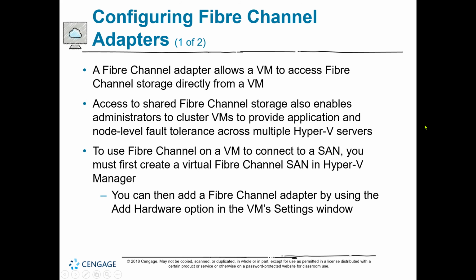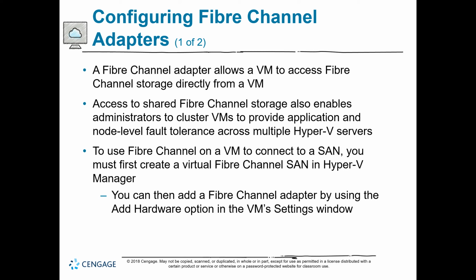Configuring fiber channel adapters. A fiber channel adapter allows a VM to access fiber channel storage directly from a VM. Access to shared fiber channel storage also enables administrators to cluster VMs to provide application and node level fault tolerance across multiple Hyper-V servers.